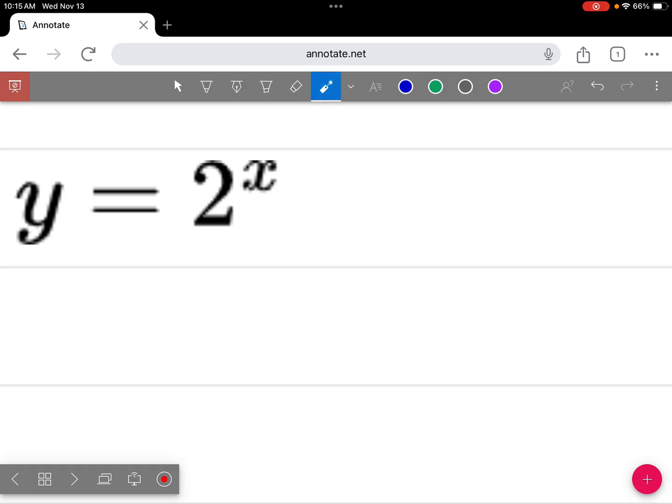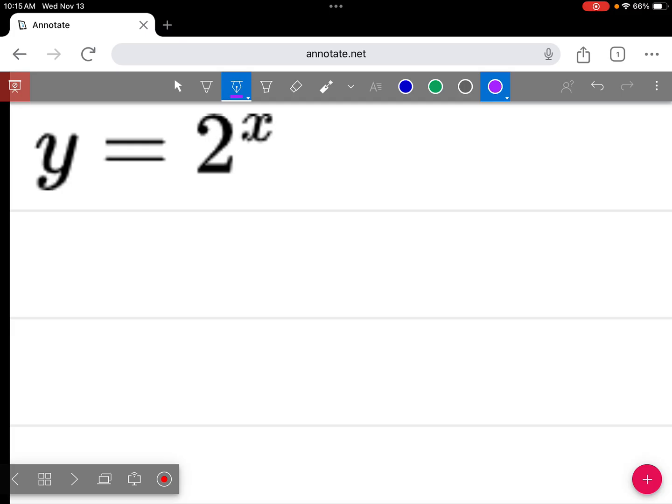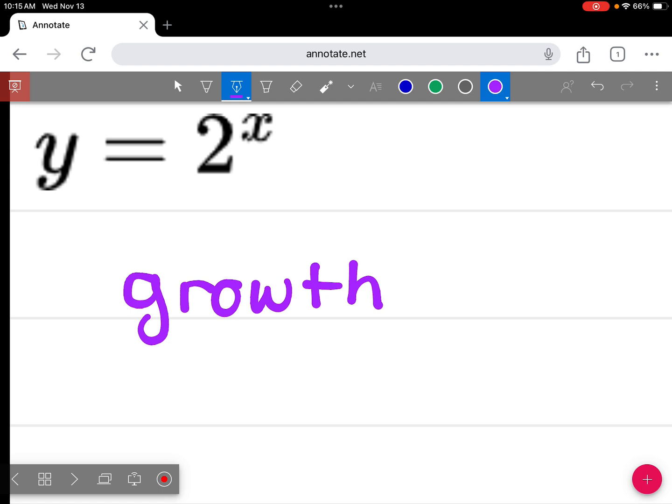So, on this first one, y equals 2 to the x. What do we think? Growth or decay? Growth. Why? Yeah. Our a is a positive 1. Our base is 2. 2 is bigger than 1, and 1 is also positive. So this is growth.